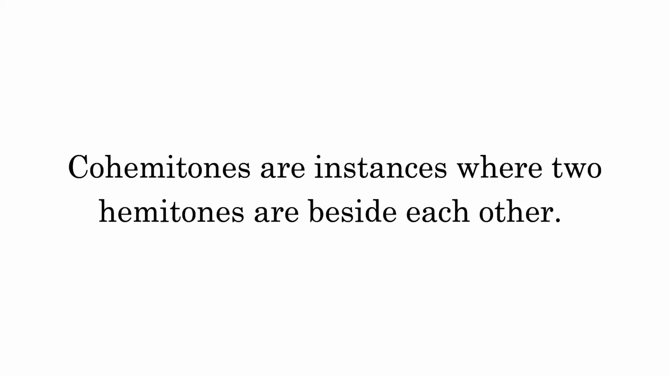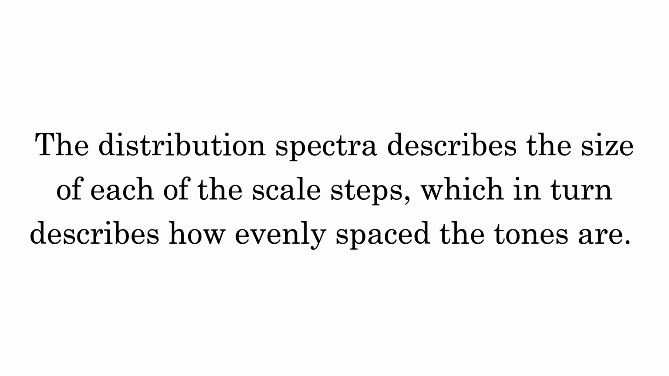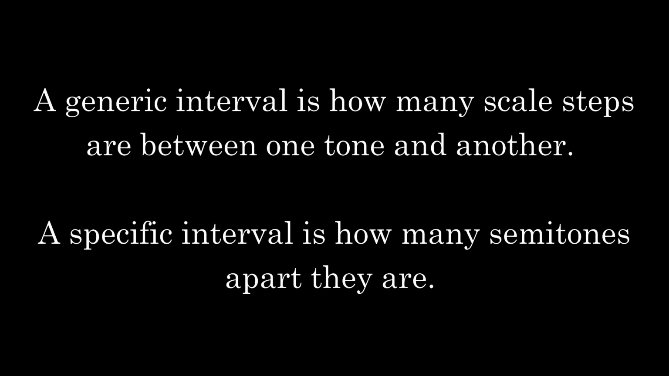Cohemitones are instances where 2 hemitones are beside each other. This scale has 6 cohemitones. They are at positions here, here, here, here, here, and here. The distribution spectra describes the size of each of the scale steps, which in turn describes how evenly spaced the tones are. A generic interval is how many scale steps are between one tone and another.